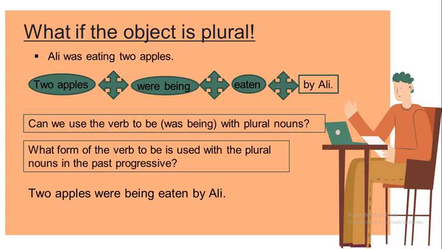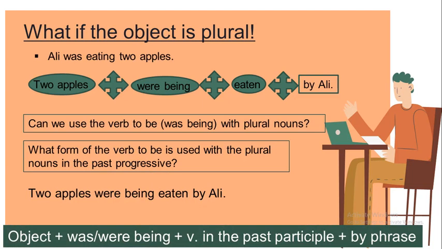So, it's your turn to deduce the general form of the passive voice in the past progressive. Remember to look at the general form and then apply it on the past progressive. Excellent work! The general form of the passive voice in the past progressive is the object plus was being or were being plus the verb in the past participle and the by phrase.